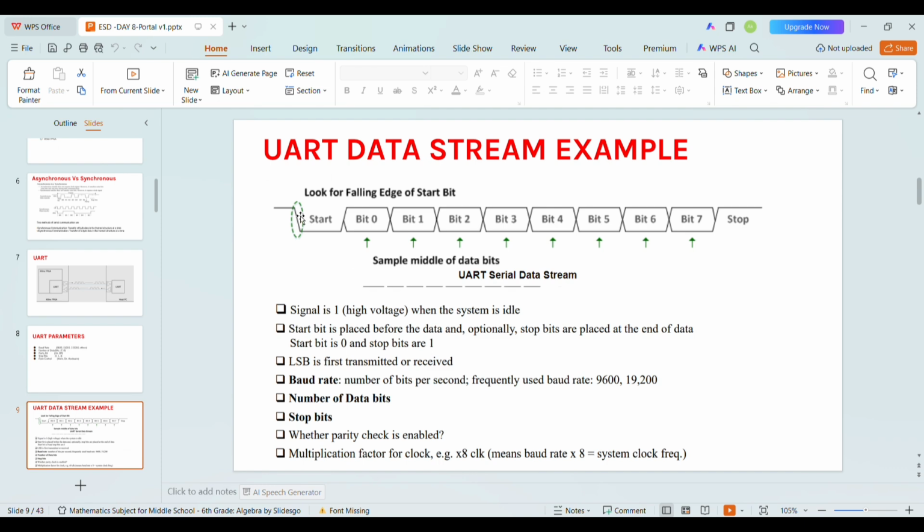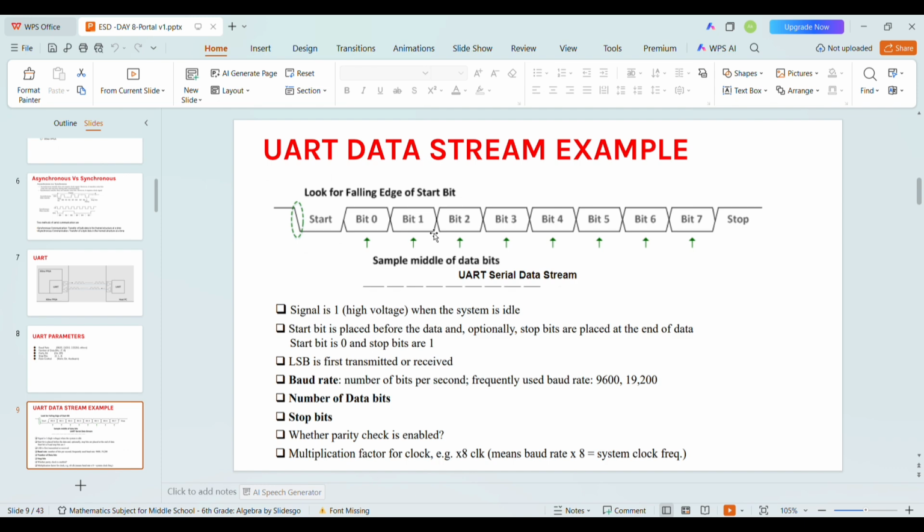So let us see how the data is actually communicated. The signal will always be high at the start, then it goes low for some time, and then again returns to the same state, indicating a bit has been transferred. How long it stays low depends totally upon the baud rate. One indicates high voltage when the system is idle, and 0 indicates low voltage when data is being transmitted.